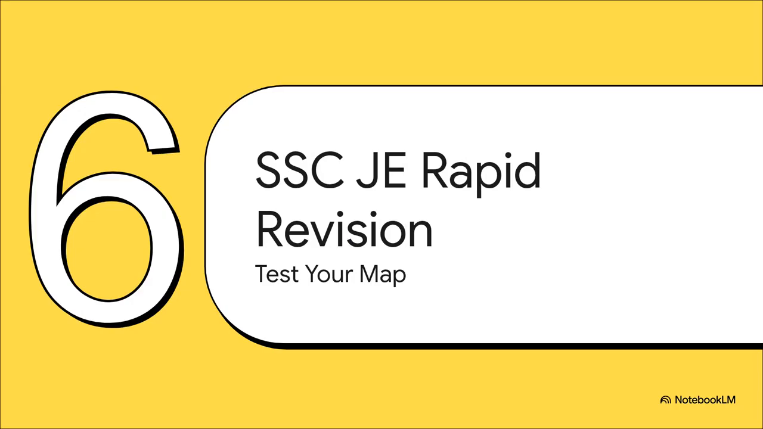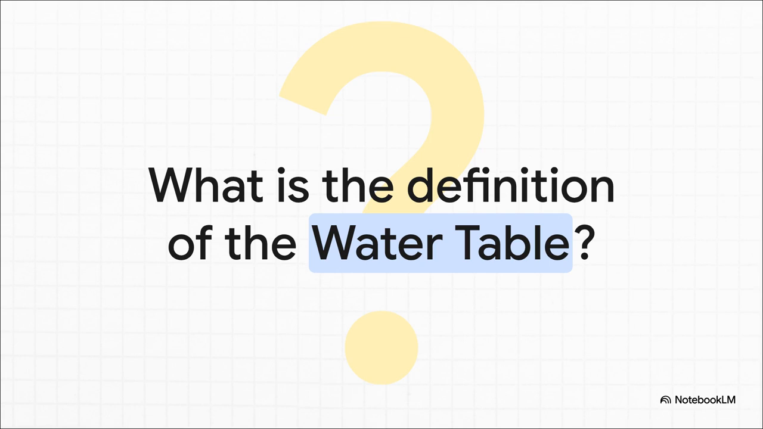Section 6. SSC JE Rapid Revision. We've built a fantastic mental map today. Now, it's time to put that map to the ultimate test with some actual SSC JE previous year questions. Question 1. What is the definition of the water table? Take a brief mental second. Got it? It's the upper surface of the saturated zone.